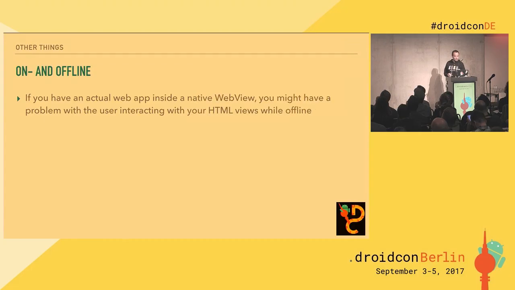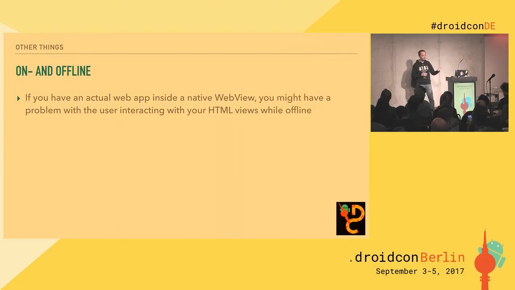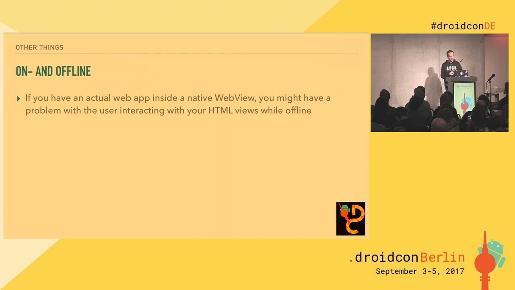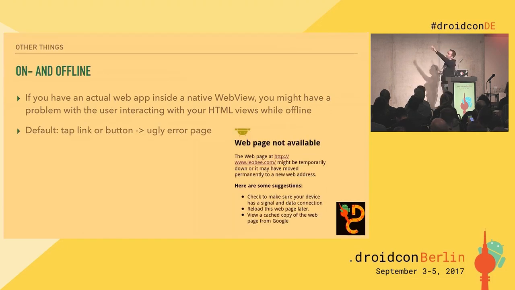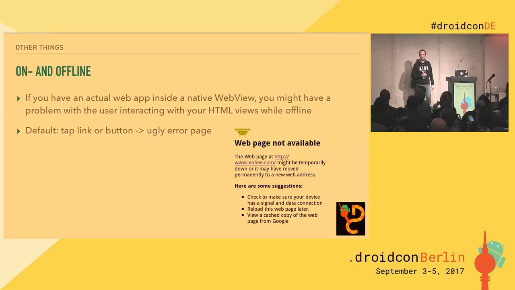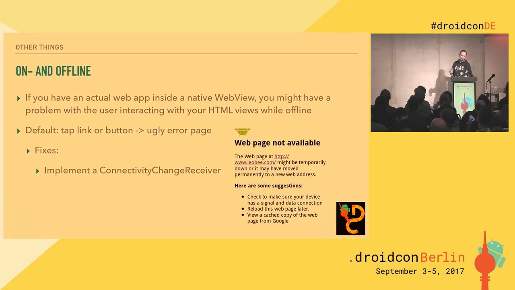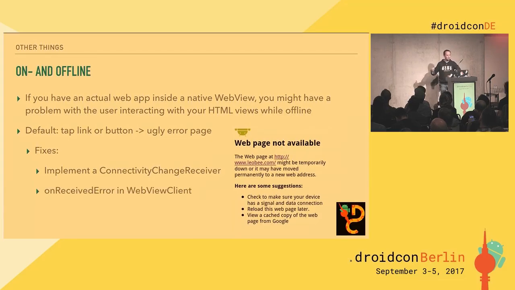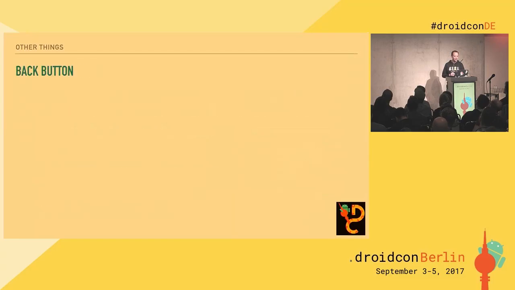On and offline can be tricky with a WebView, because obviously if you have a WebView and you're going out to the web, your phone goes offline, user taps a link, and they get that really beautiful little Android robot error page. So you have to work around that by having a connectivity change receiver, or implementing onReceivedError in your WebView client, but there are ways to deal with that. Just be aware of the problem.